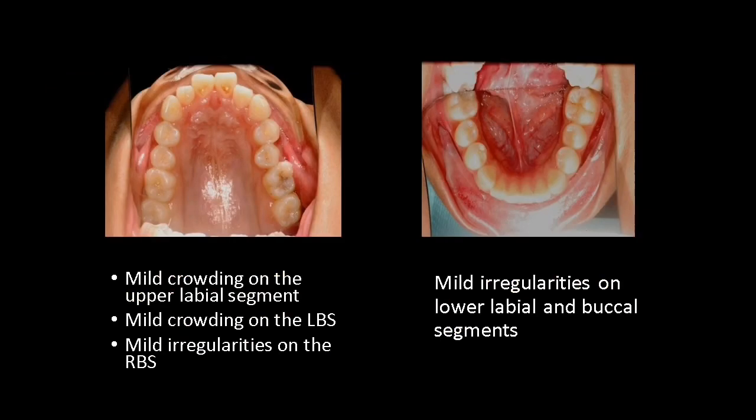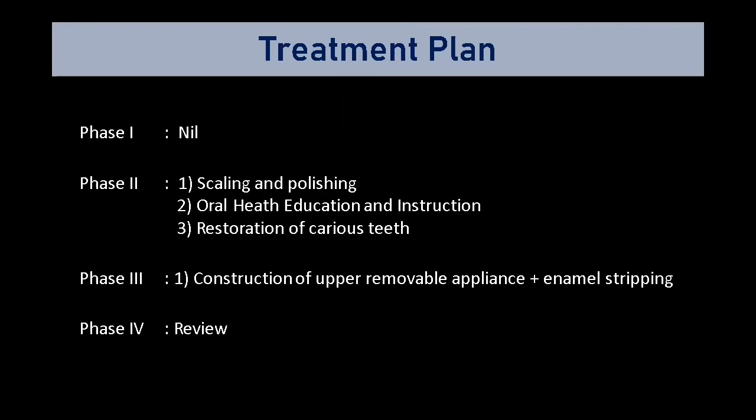On the upper arch, there is mild crowding on the upper labial segment. There's mild crowding on the left buccal segment, and there's mild irregularities on the right buccal segment. Now for the lower arch, there is mild irregularities on lower labial and buccal segments.